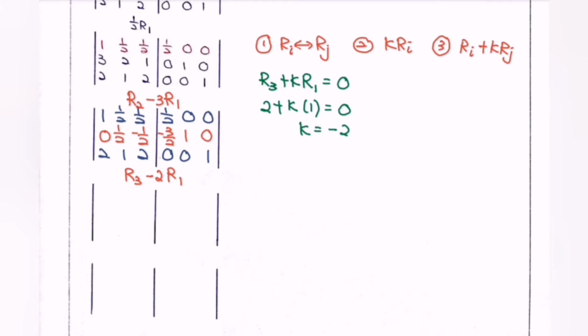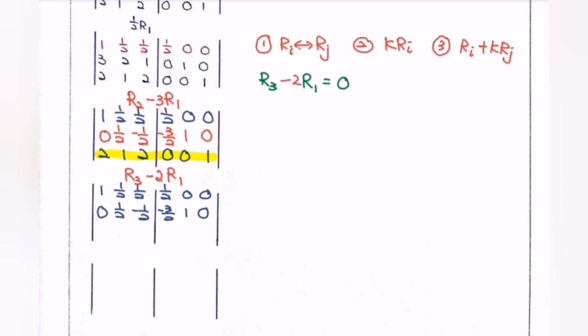So meaning that what we have to do is to highlight the situation, which is the row 3. And we might copy the row 1 and row 2, because here the row 1 and row 2 won't change temporarily. So here we have 1, 1 over 2, 1 over 2, 1 over 2, 0, 0, 0, 1 over 2, negative 1 over 2, negative 3 over 2, 1 and 0.